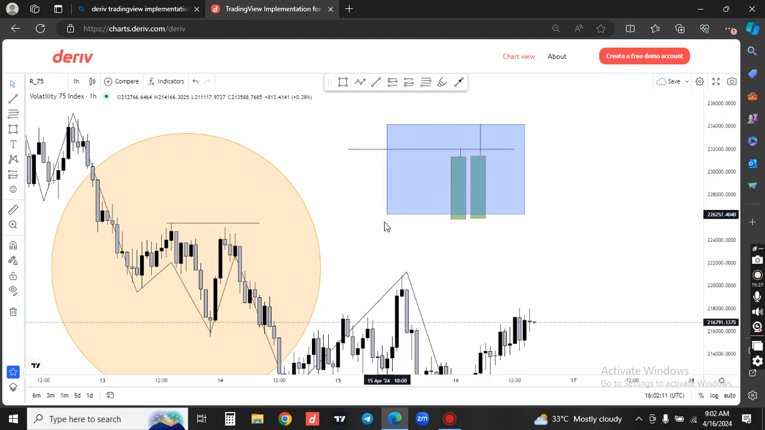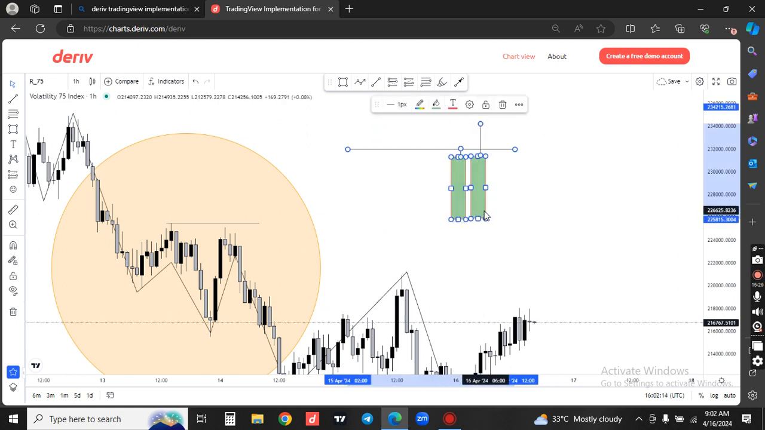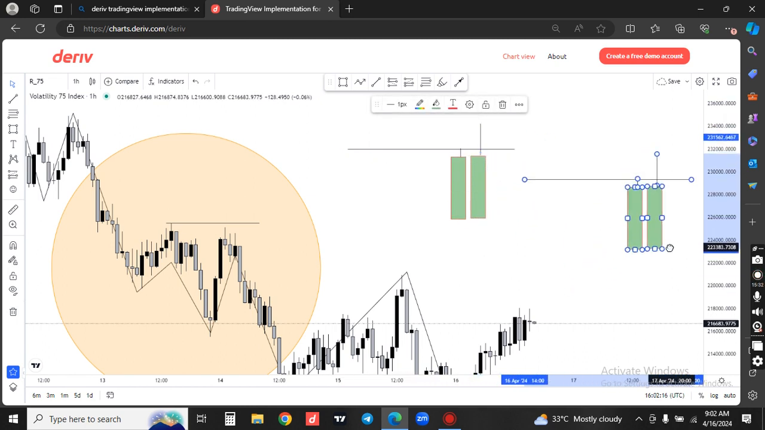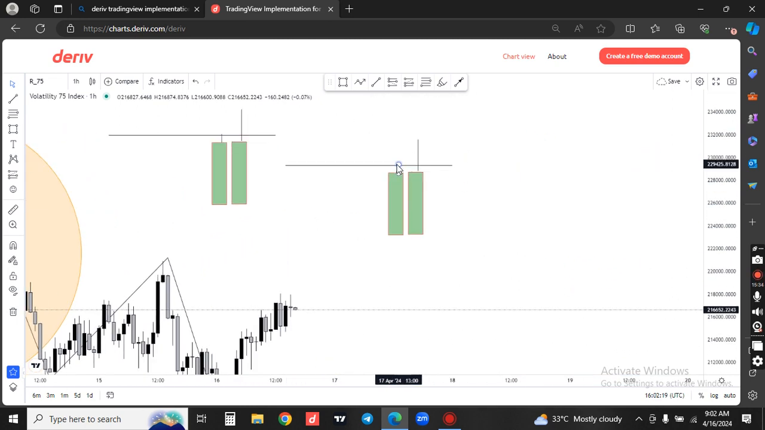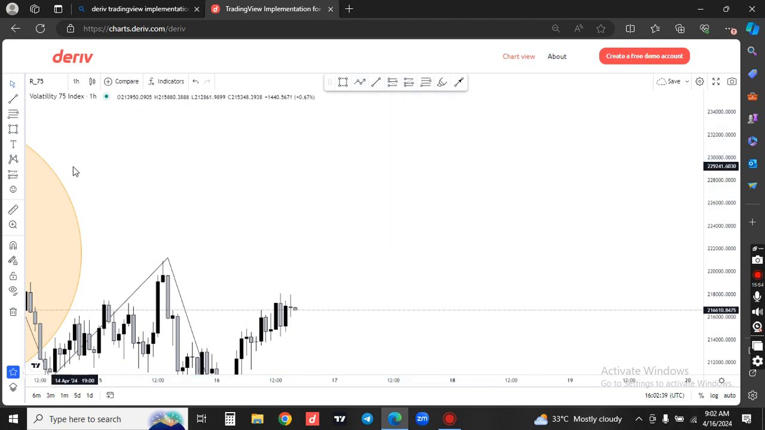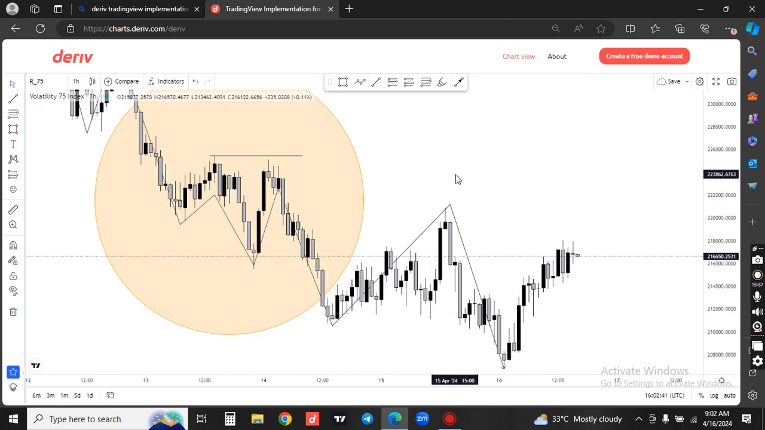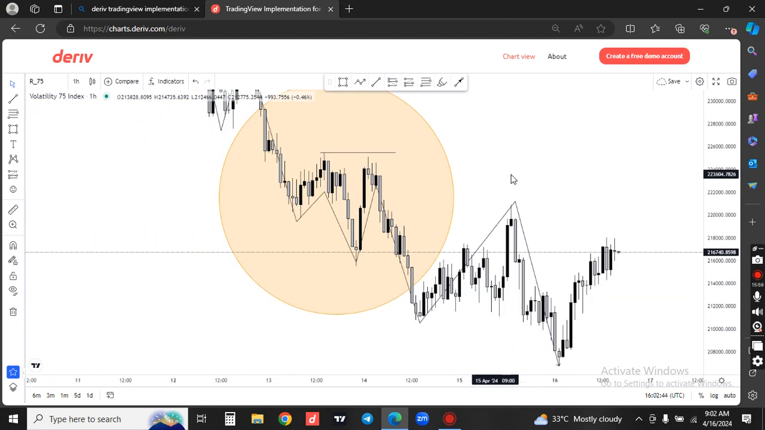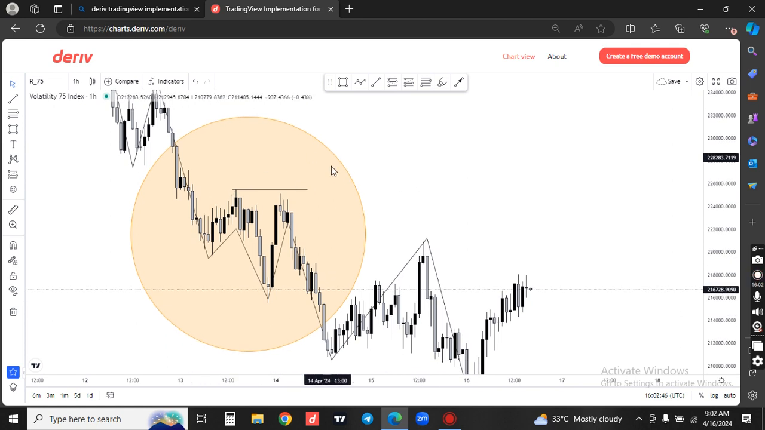But vice versa, let me say at this place this wick did not break this very high, and then the second wick did not close above this very wick. We consider it as an invalid break of structure. So take note of this. It's very, very important, so that you won't make mistakes while spotting your break of structure, all right?